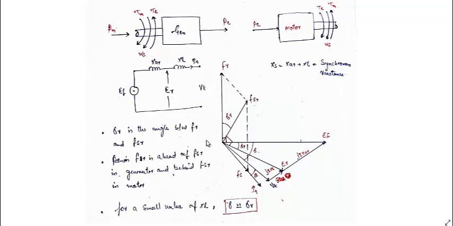So I drew this phasor diagram so that you will keep in mind these two things: this fr is ahead of this fsr in case of generator, and this fr is behind this fsr in case of motor. And also, if the delta r decreases here, this delta also decreases here in the same proportion. If delta r increases here, this also increases here in the same proportion. So you need to keep these two things in mind. That is actually the purpose of drawing this phasor diagram.